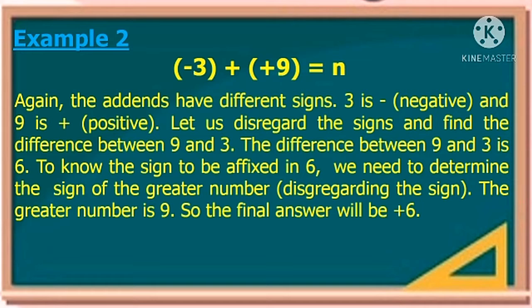To know the sign to be affixed in 6, we need to determine the sign of the greater number, disregarding the sign. The greater number is 9, so the final answer will be positive 6. So we have negative 3 plus positive 9 equals positive 6. That's it for addition of integers.